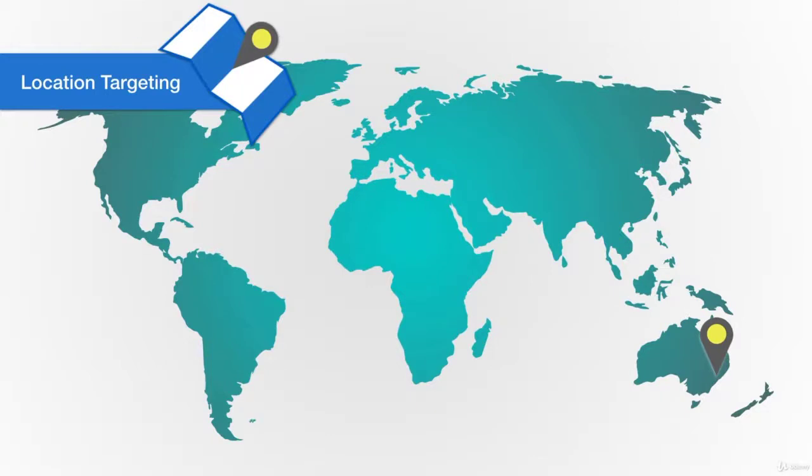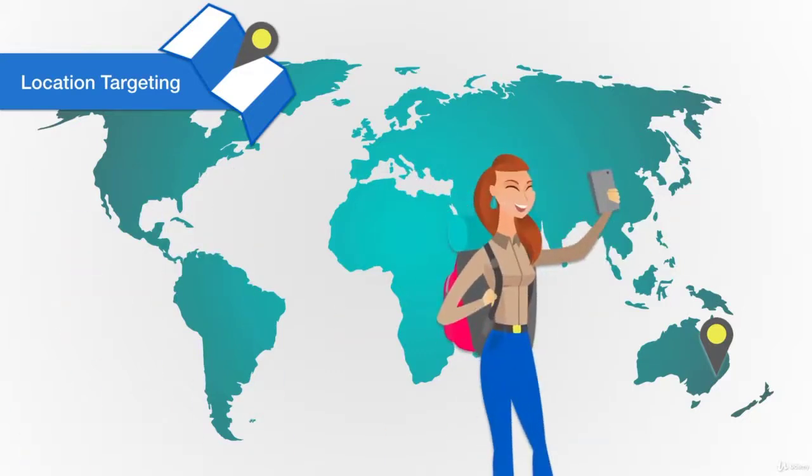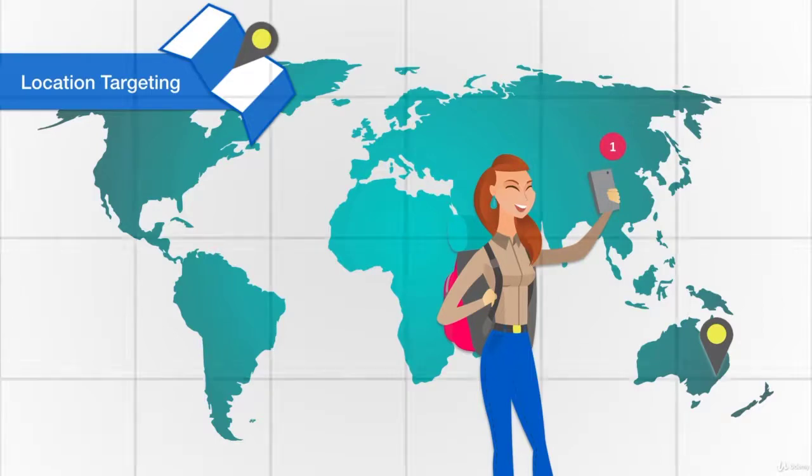By default, you'll target everyone in an area, but you can also target only people who live there, or people who are just traveling through. For example, you might want to send an ad to a traveler when they arrive at your local airport or train station. At number 2 is dynamic creative.